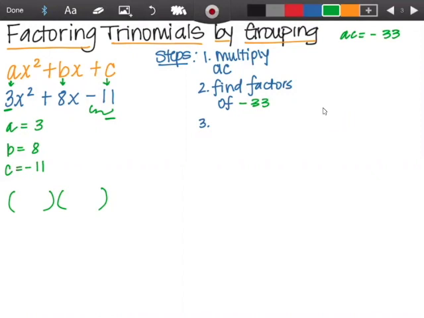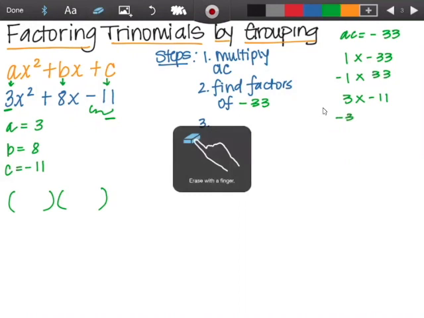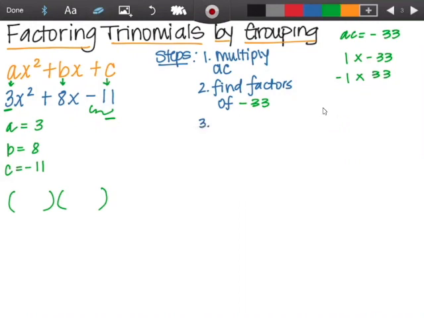So I know that 1 times negative 33 is negative 33. Negative 1 times positive 33 is 33. We also have 3 times negative 11 is negative 33. Negative 3, that looks like a x to me and not multiplication. So let me write that again. So 3 times negative 11 is negative 33. Negative 3 times positive 11 is 33. So now we found the factors.